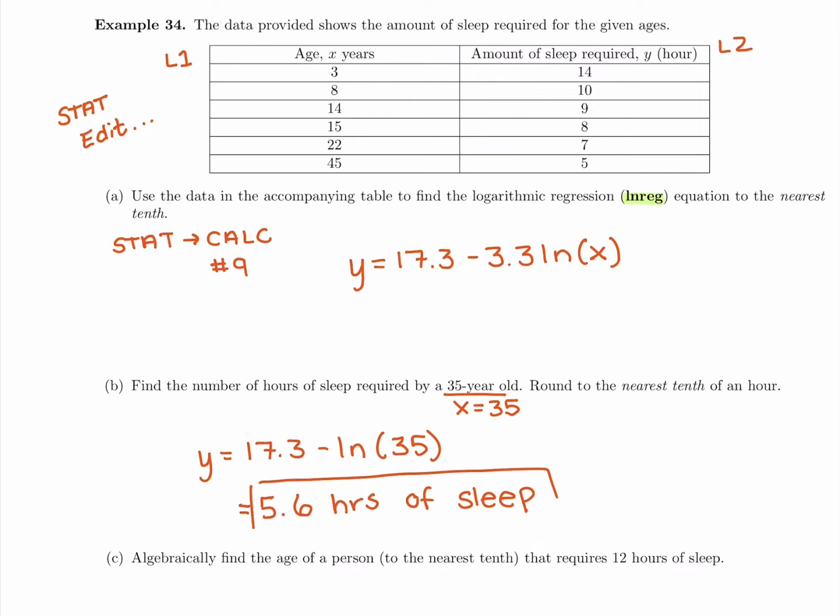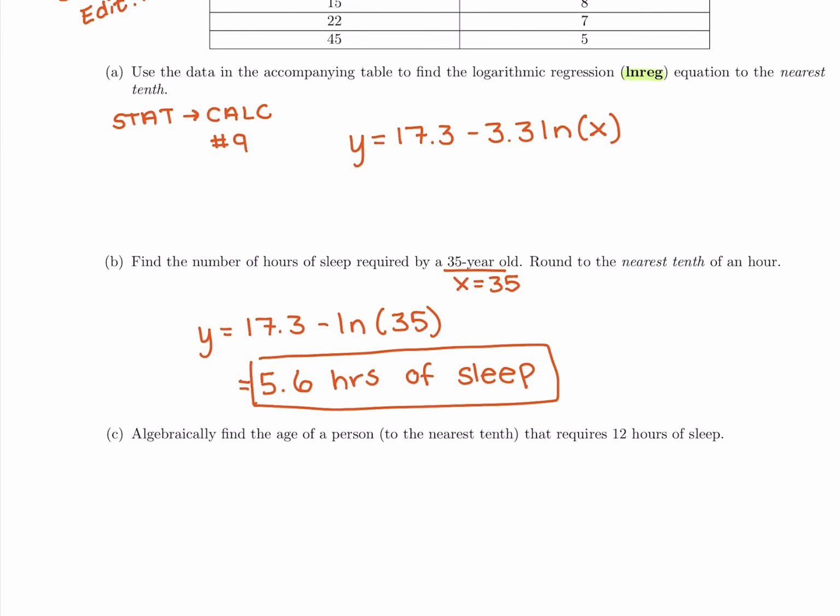which makes sense according to that chart that maybe a 35-year-old would need about 5.5 hours of sleep, just looking because it's somewhere between 22 years old and 45-year-olds. So that answer of 5.6 hours looks good.